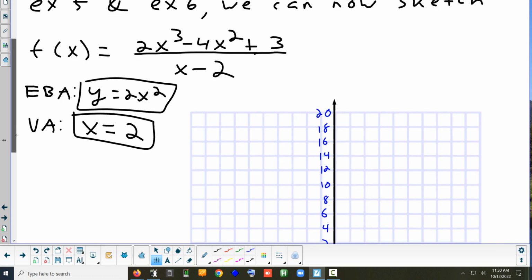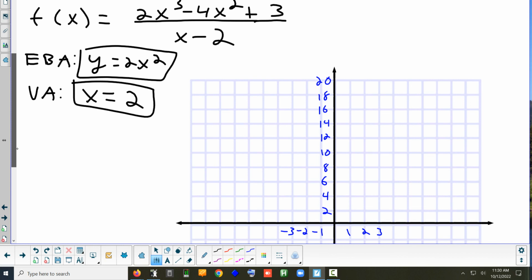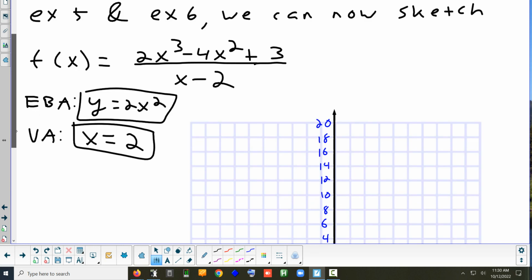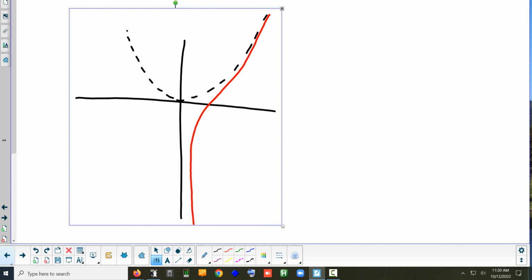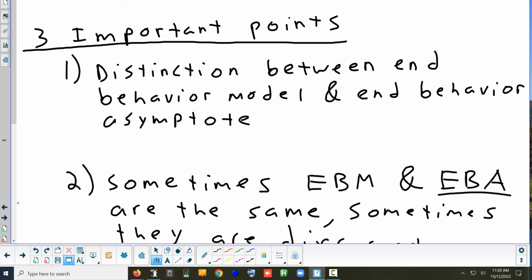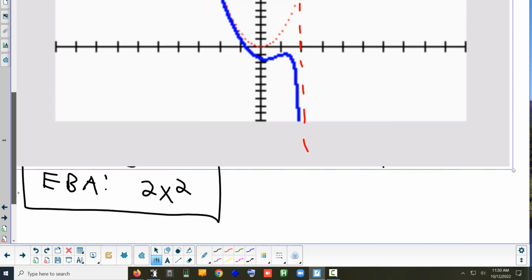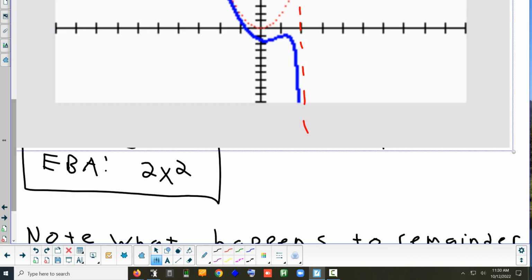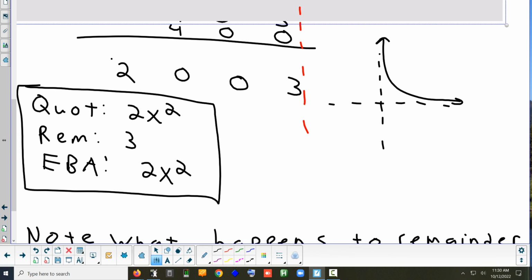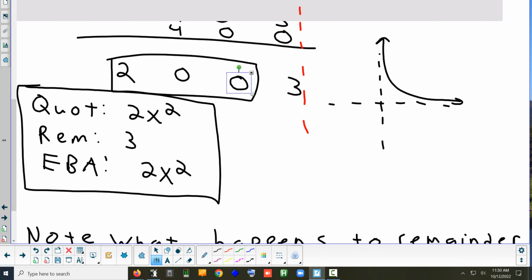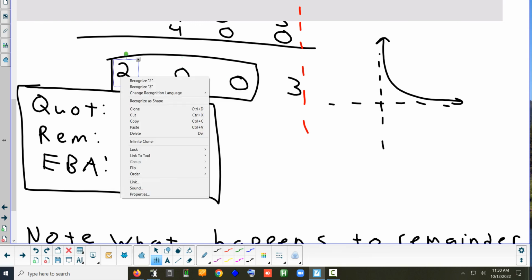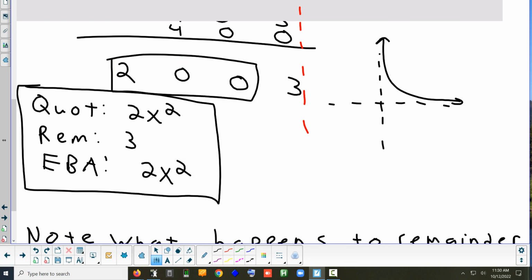How do we get the EBA from synthetic division? You look at your answer, and the last number on the right is the remainder, so you can ignore that. The numbers right here are the quotient. The one on the right is the constant, then the coefficient of the linear term, and the coefficient of the squared term. There is no linear term, and there is no constant term for this one.